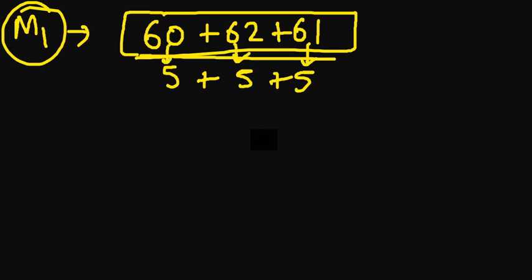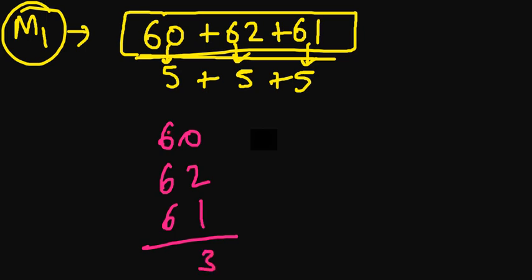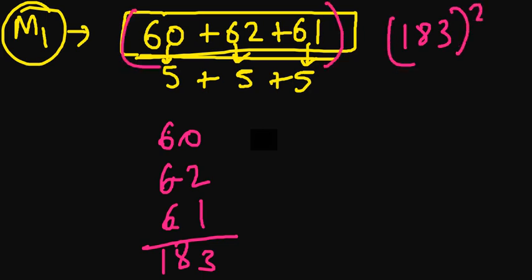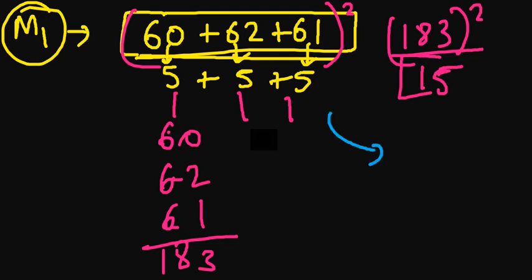So what you will do? We will just simply add 60, 62, 61 like a child. 2 plus 1, 3, 6, 12, 18. 183 is the answer. So 183 the whole square, and yes, you will square. Make sure to square these. 183 the whole square divided by 15, 5 plus 10 plus 5. Okay, so 15. Once you do the calculation, what value will you get? You will get the value of 2232.6.